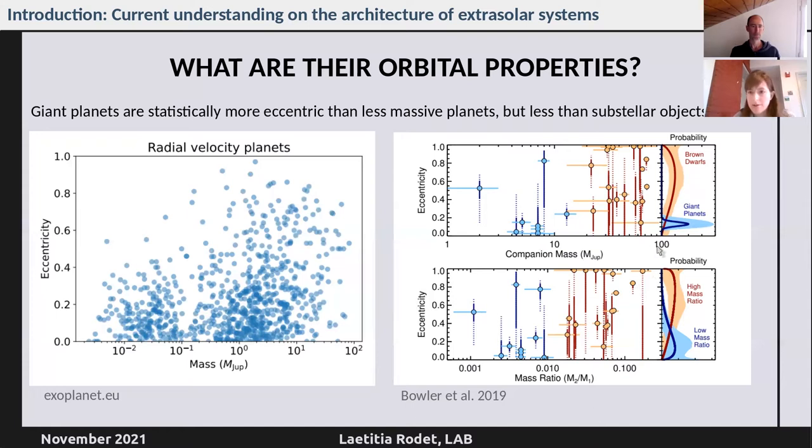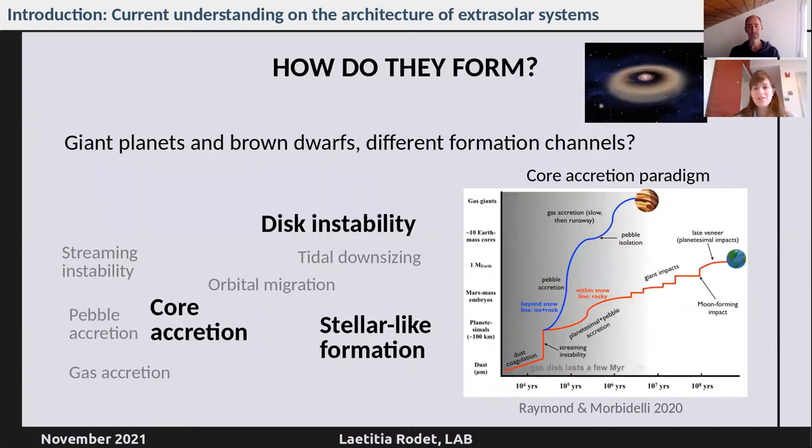On the right, you have the result from direct imaging, so the giant planets with large separations. And you can see that there seems to be a very important distinction between the eccentricity distribution of giant planets and the eccentricity distribution of brown dwarfs, which are even more massive. Giant planets are eccentric, but on average, they tend to prefer mild eccentricities, whereas brown dwarfs do not have this preference. This characteristic is very interesting, because it gives some constraint on the formation history of those companions. However, the formation theories are quite complicated for those companions, so it's not so easy to derive nice constraints from those distributions.